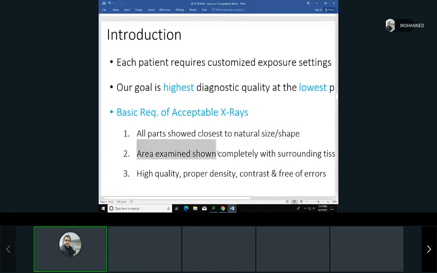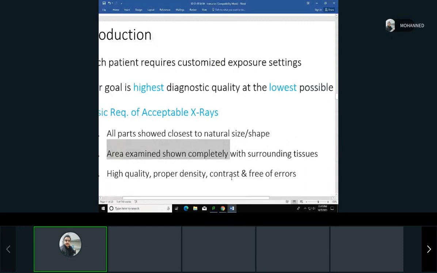All of the area also shown with all of the other surroundings. So for example, again, for a PA, we want to see more of the periapical area, right? A little bit above the roots of the teeth. So that's another thing. And then definitely we wanted to have it as a high quality, good density, good contrast, and no errors. So these are just general requirements for a good, acceptable X-ray that is of a diagnostic quality that we can actually look at.